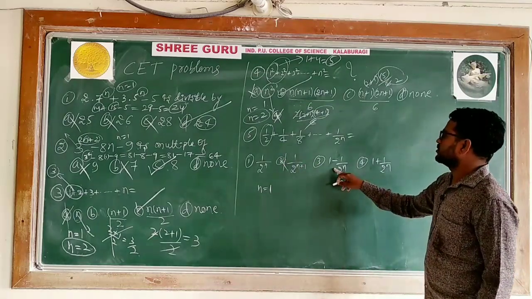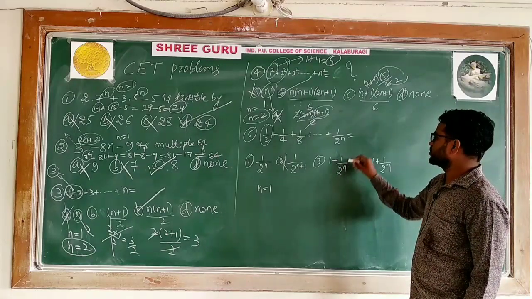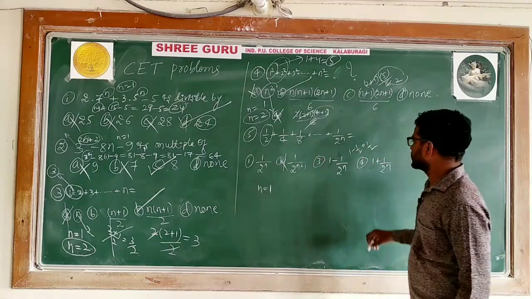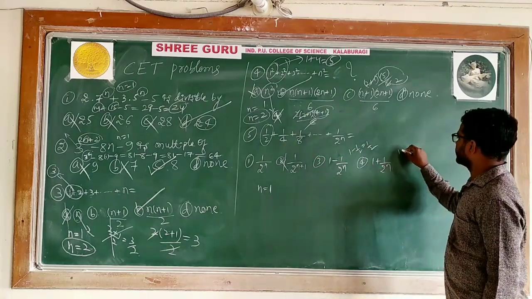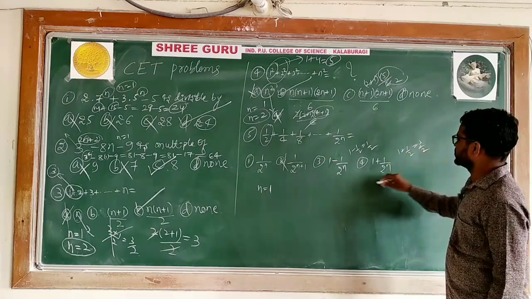Now n is equal to 1. n is equal to 1 means 1 minus 1 divided by 2. ಅಂದರೆ ಇದು ಏನಾಯ್ತು? 1 minus 1 by 2 means 1 by 2 only. So it is 1 by 2. This is also satisfying. This is okay. Here 1 plus 1 by 2, 2 to the power 1 is 2. Is it 3 by 2? 3 by 2 means it is not the answer.